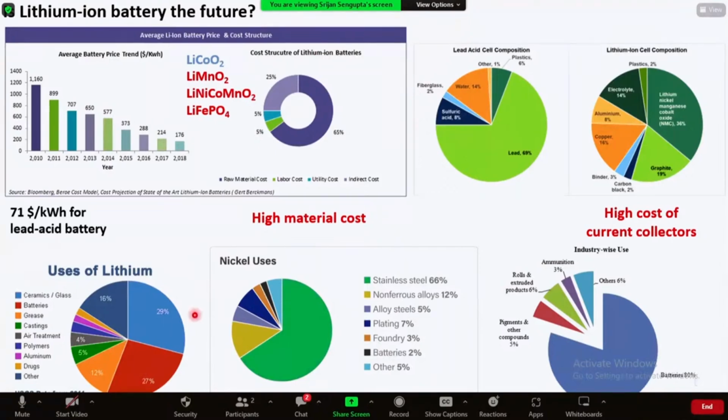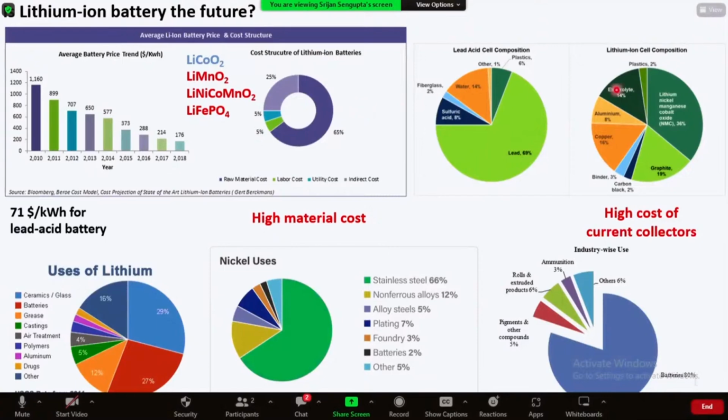Okay. And if you see the cost bifurcation, 65% of the cost of a lithium-ion battery is in its raw materials. So that means somehow we can curtail the cost in labor or in utility or indirect cost, but the net raw material cost we are not able to reduce. Right? And these batteries are mostly fabricated in China, where the labor cost is very, very low. If you try to make it in Europe or America, your labor cost will be huge. Then you cannot come up with a cost like 176.